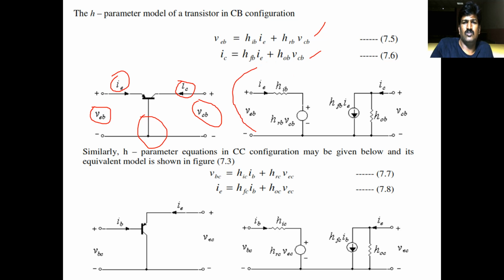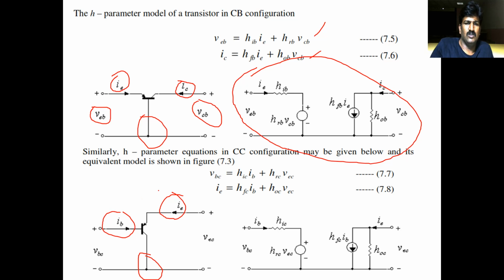You can also redraw the circuit like this. Similarly, the H-parameter equations in the CC configuration. You should understand that for the CC configuration, the collector is grounded. The output current is the emitter current. What is the input current? Base current. So VBC, the input voltage, and the output current are dependent on the input current and output voltage. So VBC is equal to HIC IB plus HRC VEC, and IE is equal to HFC IB plus HOC VEC, and this is the circuit diagram corresponding to it.